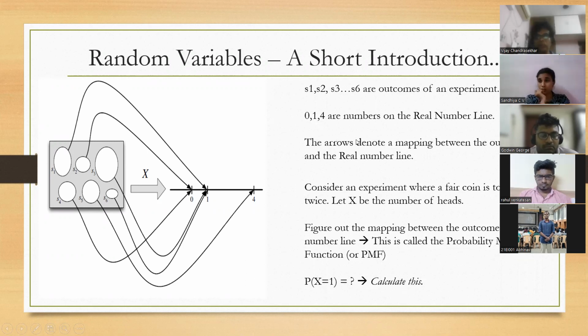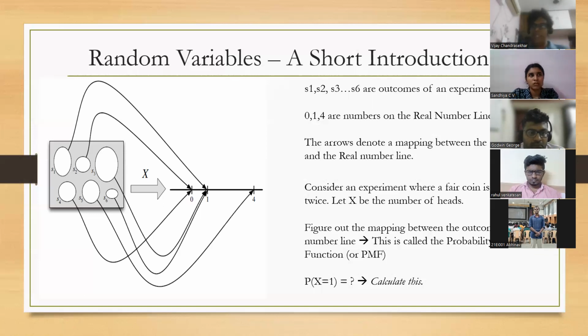Okay, now, question. Can the same outcome, say S1, be mapped to different numbers on the real line? Would it make sense to do that? You understood my question, folks? Here is an outcome. Can I map this outcome to different numbers on the real line?